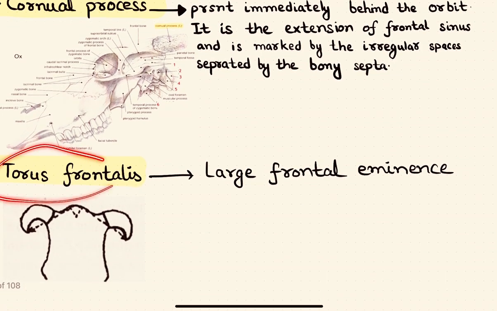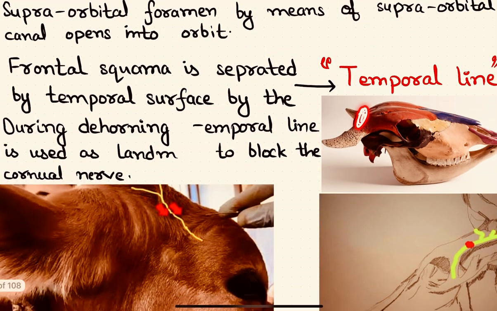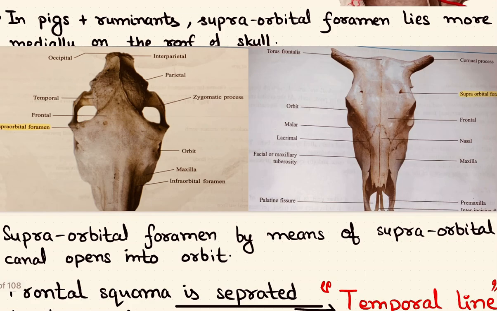Now what is this torus frontalis? You know, this frontal bone on its posterior or caudal side has an eminence kind of a thing, an elevation kind of a thing, and that elevation is known as torus frontalis. Torus frontalis, which you can see here, is an elevation kind of a thing. This elevation is torus frontalis.